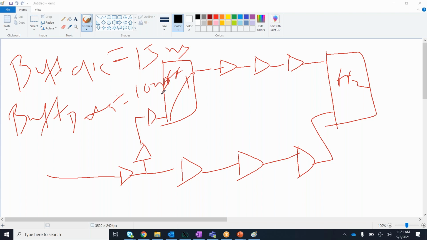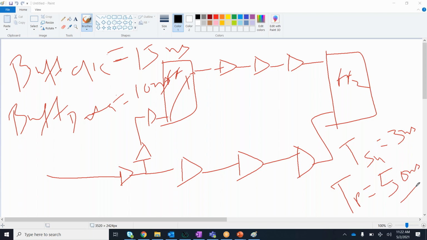So the clock buffer is giving a delay of 15 nanoseconds. The data buffer is giving a delay of 10 nanoseconds. You have T setup as 3 nanoseconds. You have 50 nanoseconds as the time period.